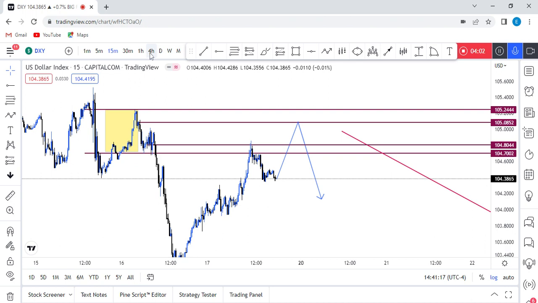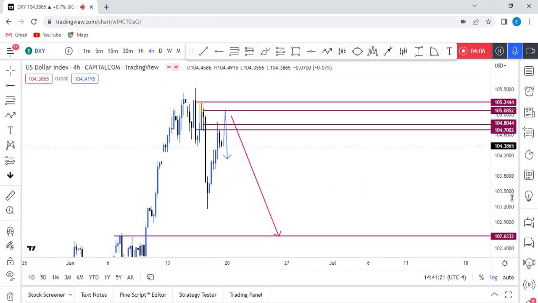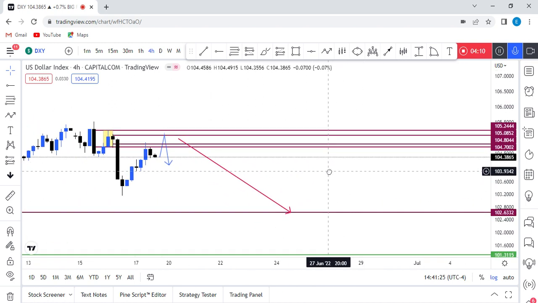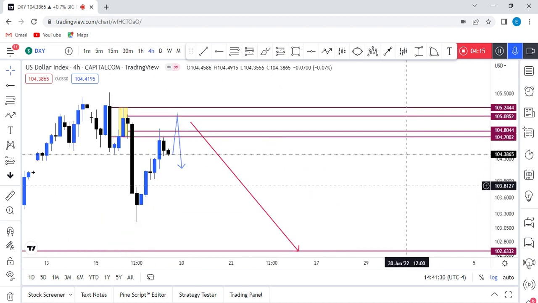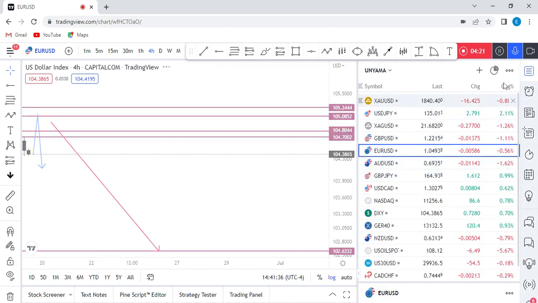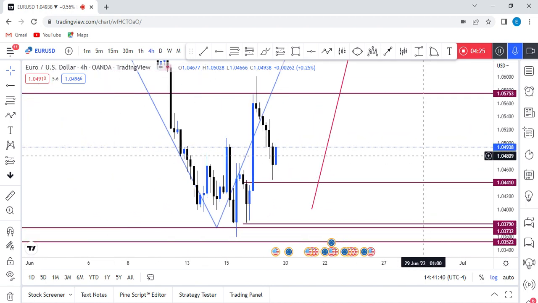Yes. Let us continue now. After looking at the XY for the USD pairs, let us have a look at the different instruments in the market. Let us look at the Euro USD.